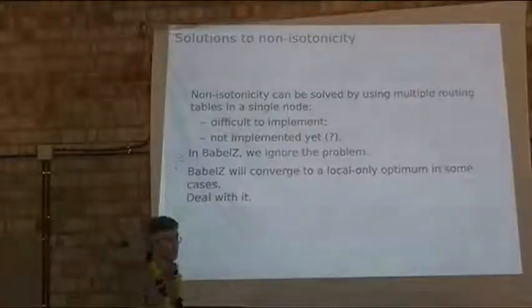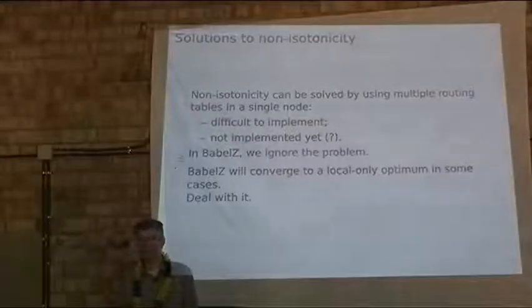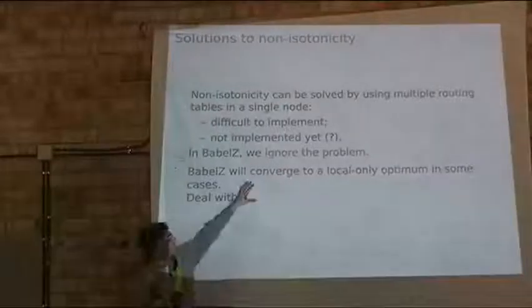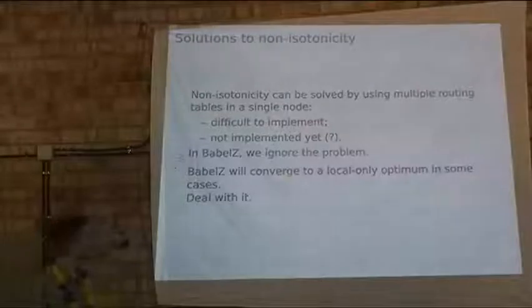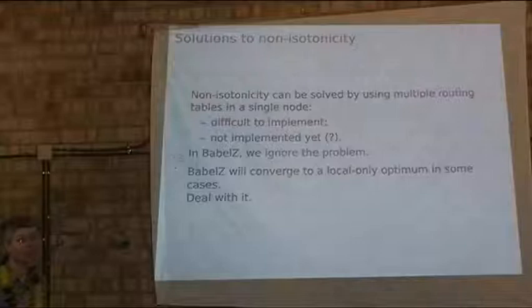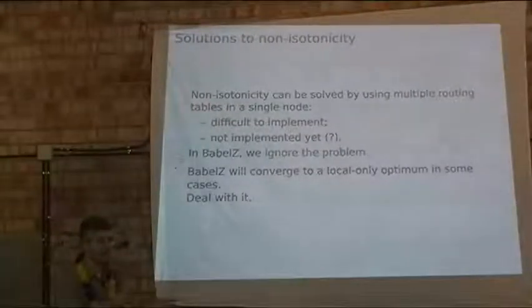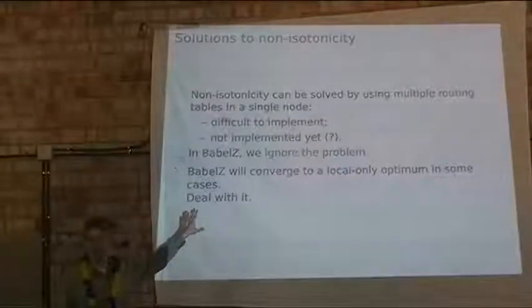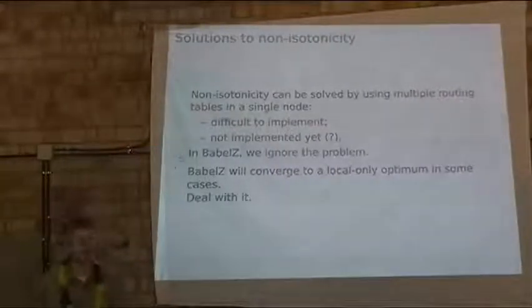Now, so we have a problem. There is the right solution, and the right solution is difficult, and we're too lazy. So there's the other solution, the wrong solution, which is let's ignore the problem. Let's say, okay, it's going to be a local-only optimum. There will be some networks, some pathological networks. So instead of saying we're lazy, I say you're being pathological. So you have some pathological networks in which BabelZ will converge to a local-only optimum which will not be global. We'll deal with it. That's the way BabelZ works.